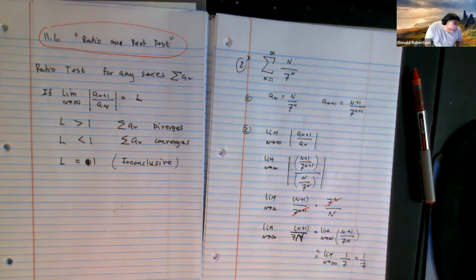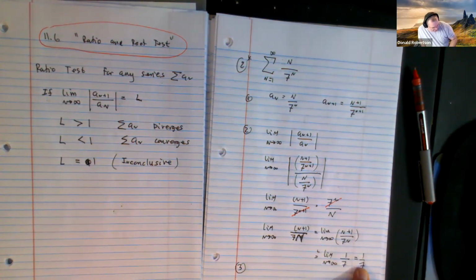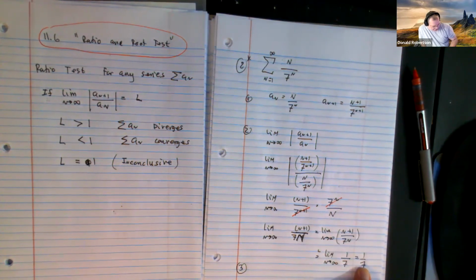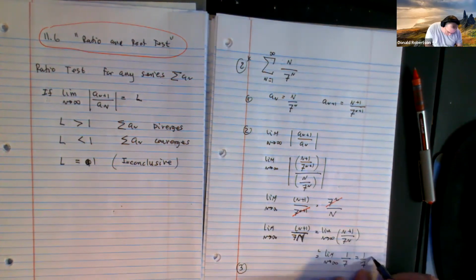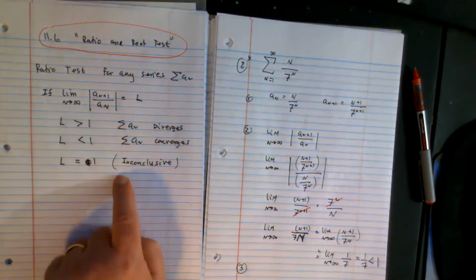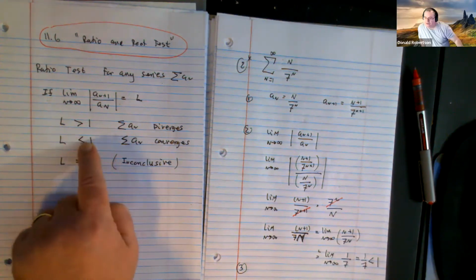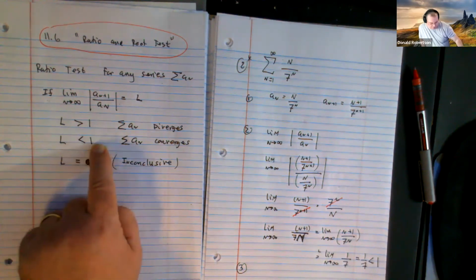Now, conclusion time. This limit is less than 1, right? This is the L guy they're talking about. Since he is less than 1, what conclusion do you make? It converges. See it there? It converges. See, 1/7, it converges.